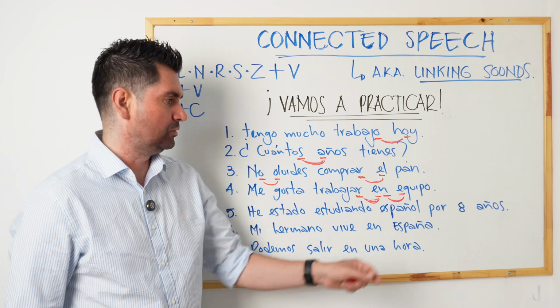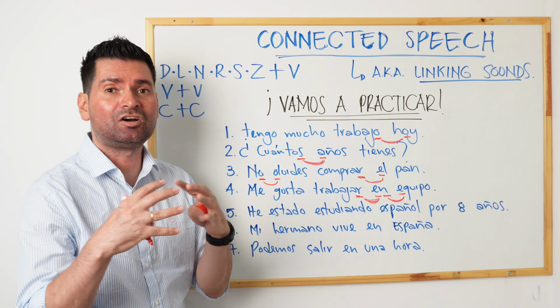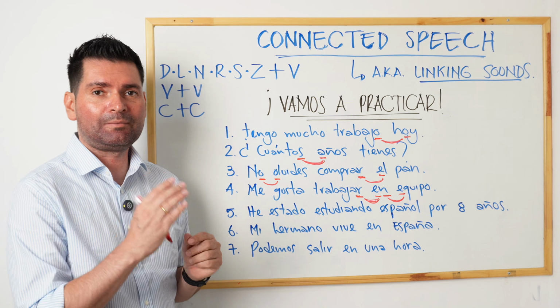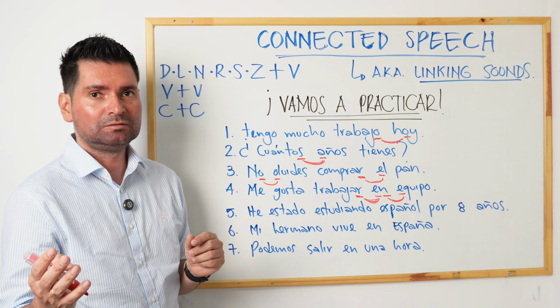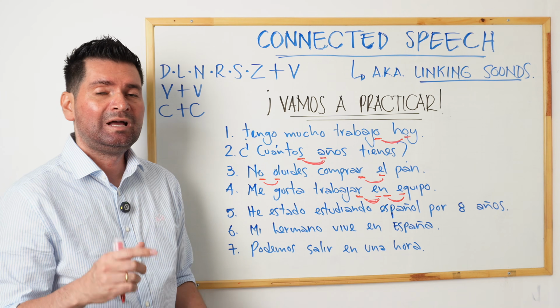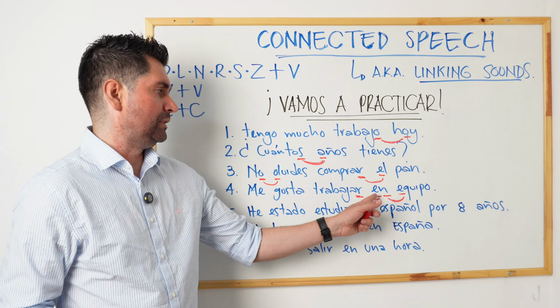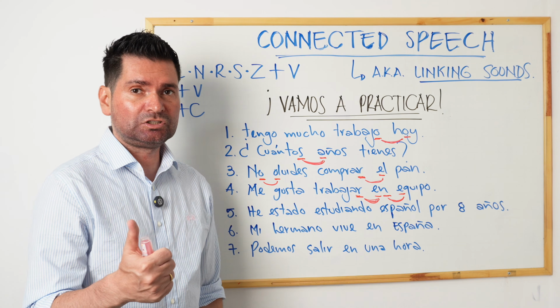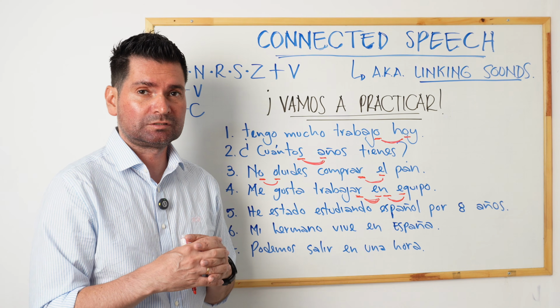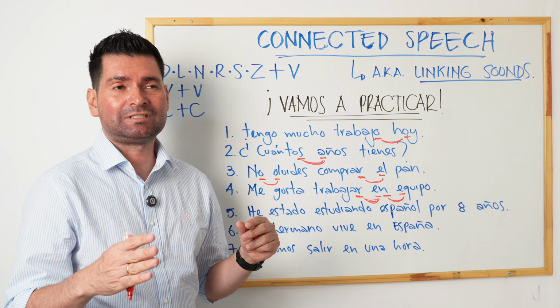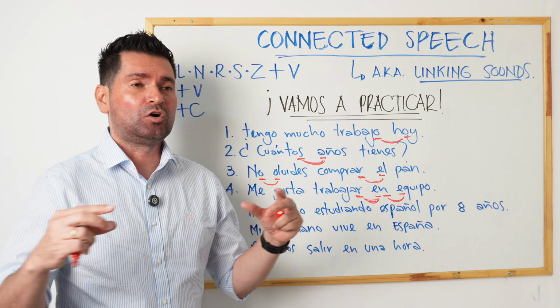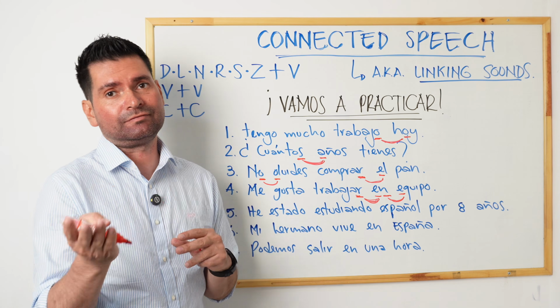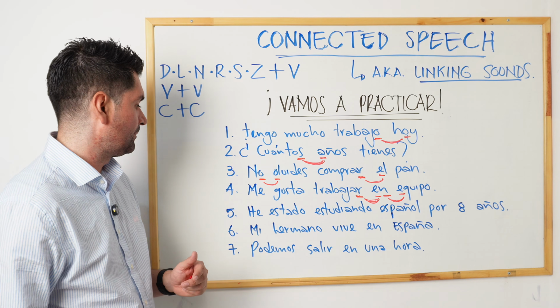Trabajar en equipo. You see, those three words are connected. So we don't say trabajar en equipo, separated. And this is very common with the preposition en and with prepositions and with connecting words. We don't usually pronounce them like isolated. We connect them to the word before and after sometimes or many times.